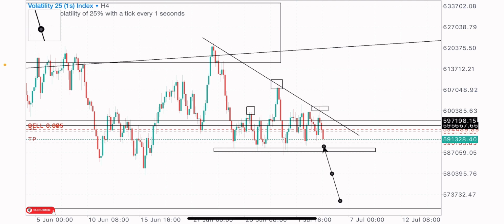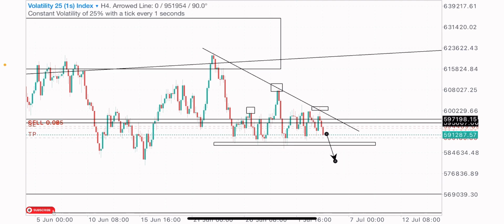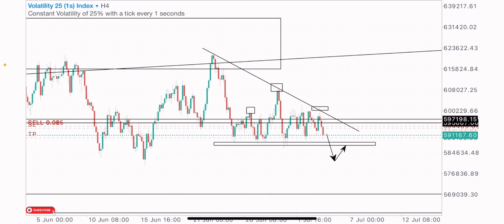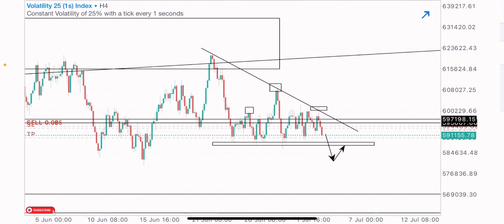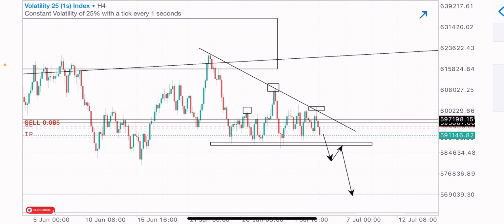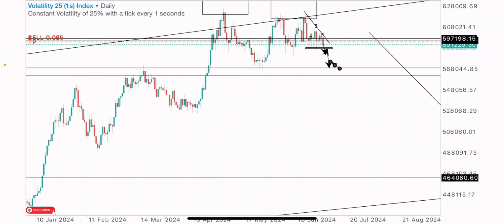So if this level can get broken, we would see this index do what? Sell good to the downside. A break and retest of this level would give more sells on VIX 251S index, at least to this point, to this strong level in the market. So that's what I'm looking out for on this index. If price can break below this level as well, we'll be seeing more sells on this index.